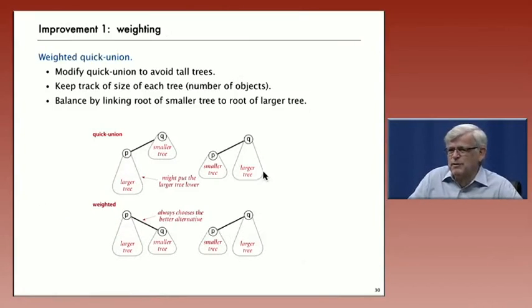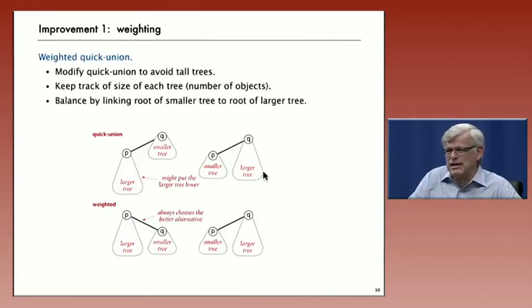A very effective improvement is called weighting, and it might have occurred to you while we were looking at these algorithms. The idea is, when implementing the quick union algorithm, to take steps to avoid having tall trees. If you've got a large tree and a small tree to combine, you want to avoid putting the large tree lower. That's going to lead to long, tall trees. And there's a relatively easy way to do that.